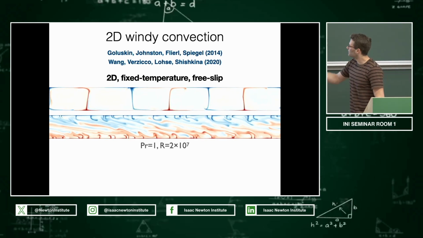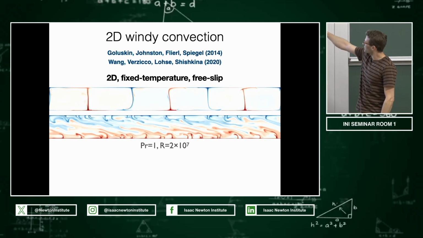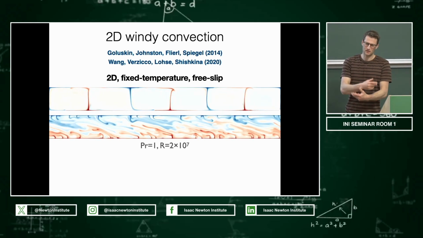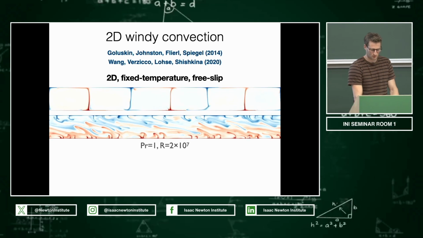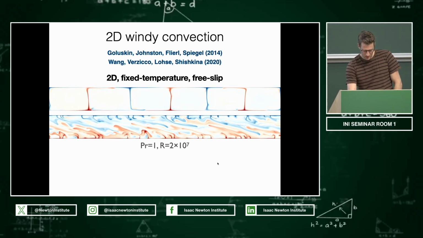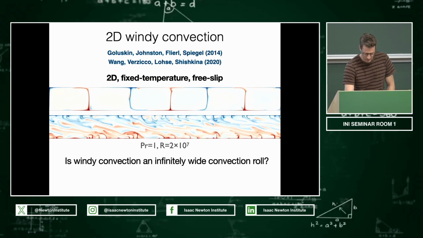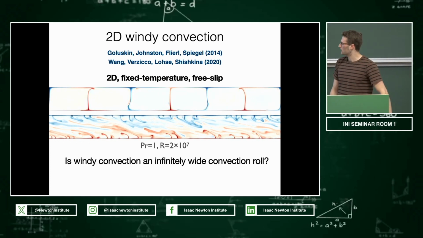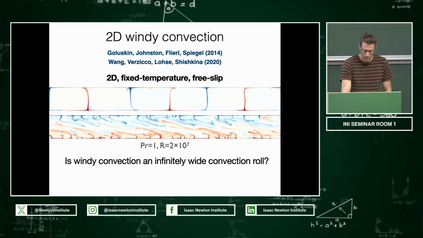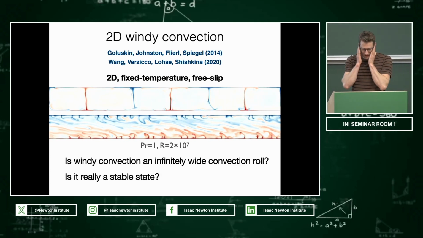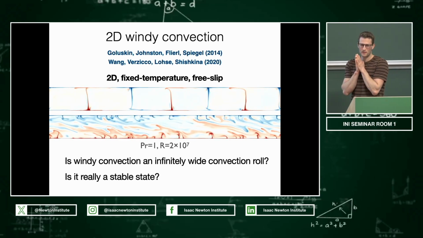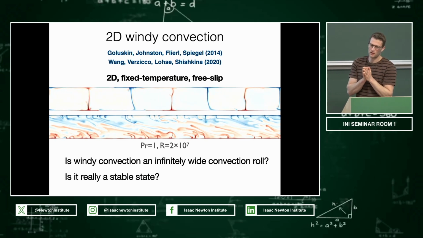But what happens is that when a roll gets really wide, there's something sneaking through in the middle that's actually sustaining this through Reynolds stresses. So the question then is, is this bottom state, what I like to call windy convection, in a quantitative sense a limit of an infinitely wide convection roll? Well, that's tempting to think, but it's not clear that this state on the bottom is in fact truly a stable state. And that turns out to be a hard question.